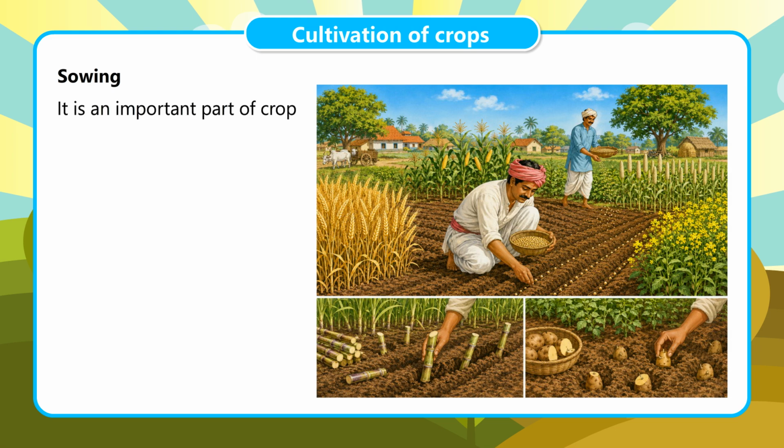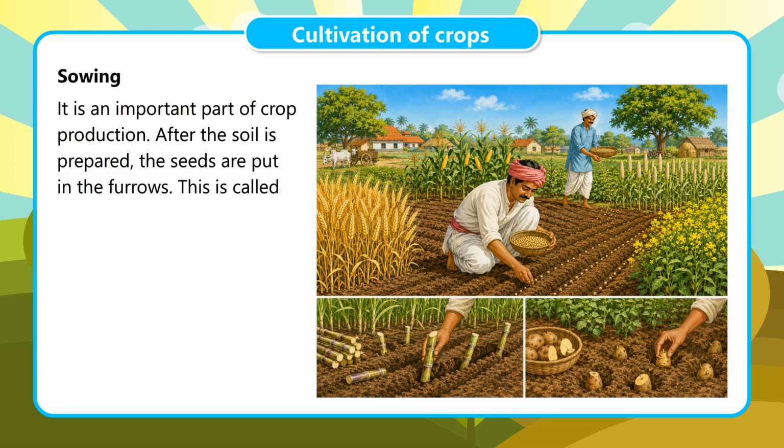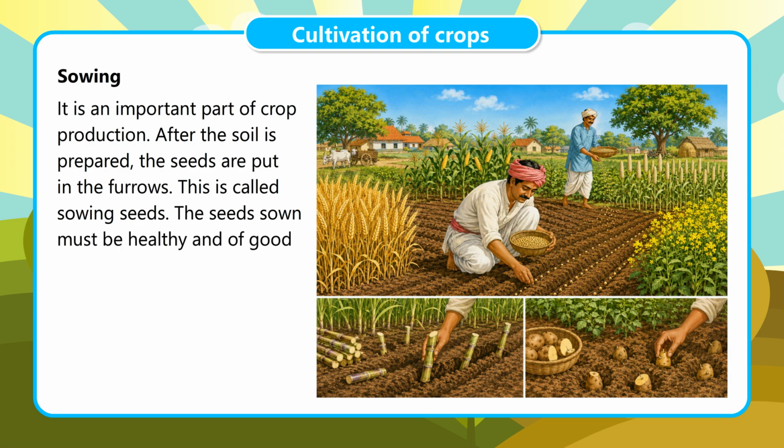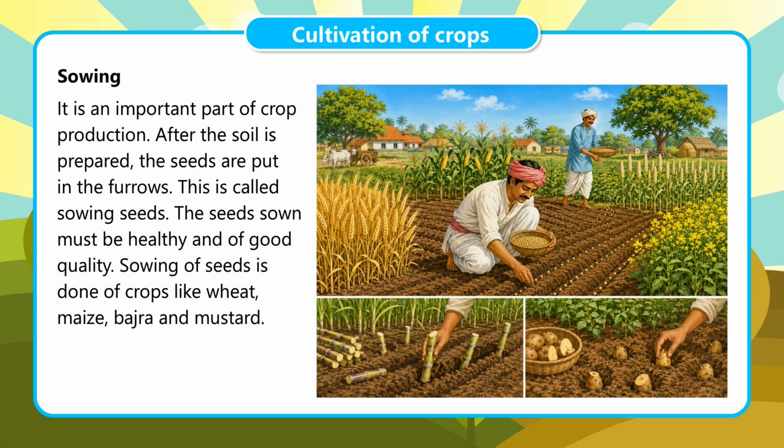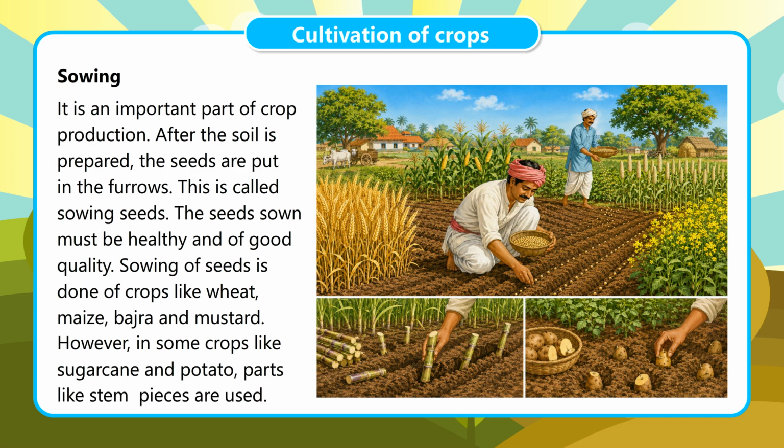Sowing. It is an important part of crop production. After the soil is prepared, the seeds are put in the furrows. This is called sowing seeds. The seeds sown must be healthy and of good quality. Sowing of seeds is done for crops like wheat, maize, bajra and mustard. However, in some crops like sugarcane and potato, parts like stem pieces are used.